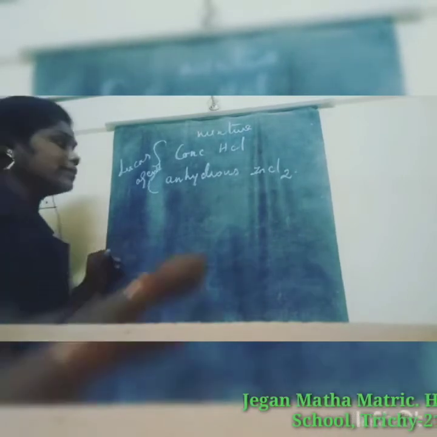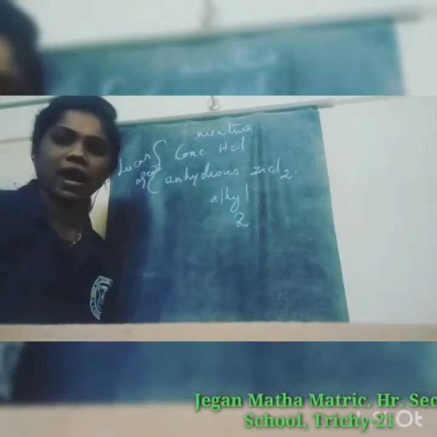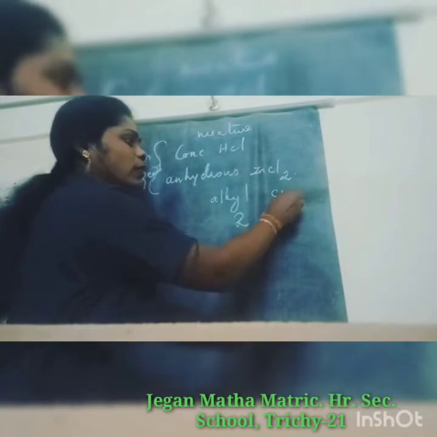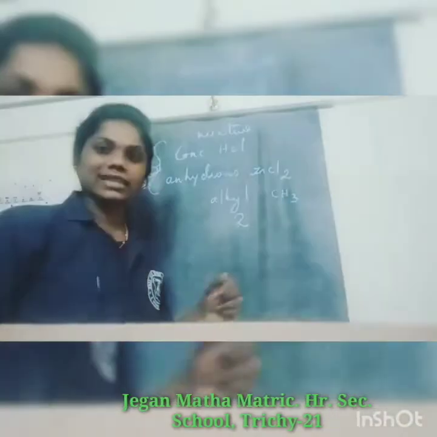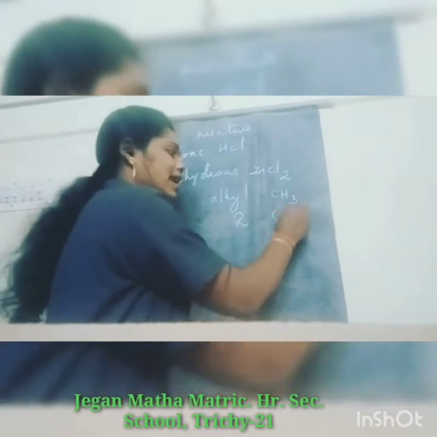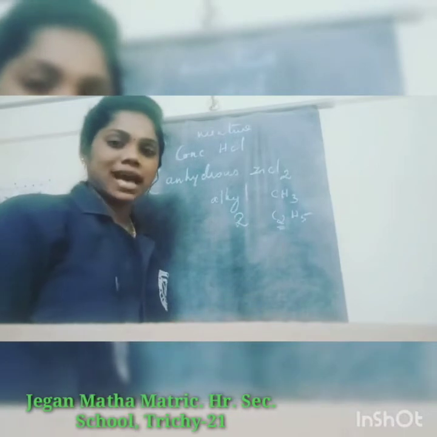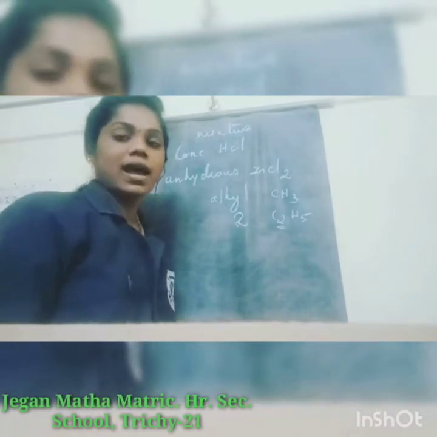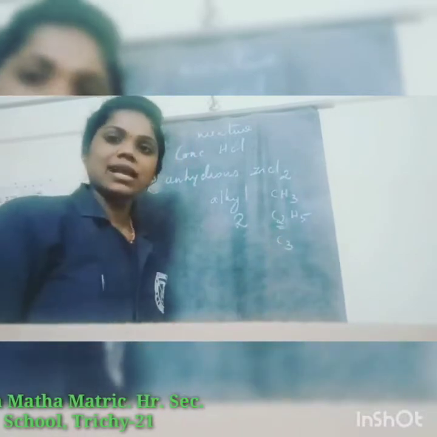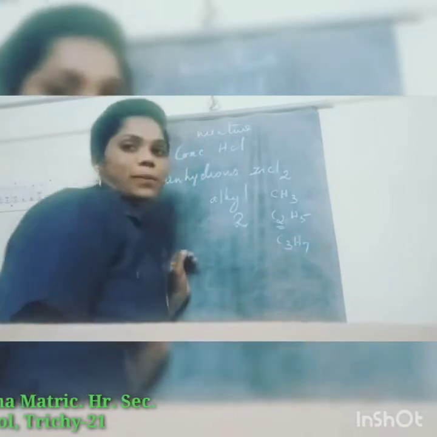Okay, what do we mean by alkyl group? Alkyl represents the alkane group. Methyl means only one carbon is present. Two carbons present, for example C2H5, is the ethyl group. Propyl means three carbons present, C3H7, that is the propyl group.